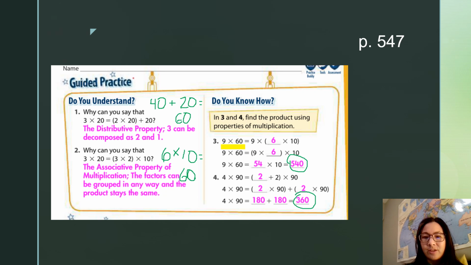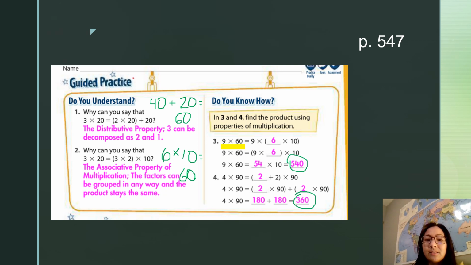So instead of 9 times 60, let's take that 60 and think of it as 6 times 10. And then this next step, we're grouping the 9 and the 6, those factors together. So you see how the parentheses shift from around the 6 times 10 to over here now, around the 9 times 6. The factor 10 is still there. We multiply that later. So that's the associative property, because we're grouping the factors differently.